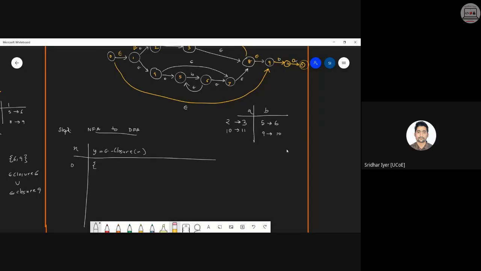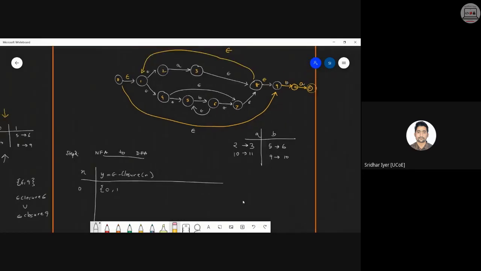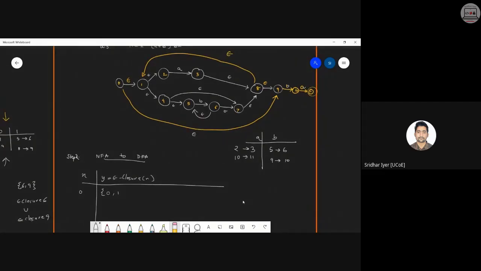If from 0 I can go to 0 only, and then from 1, 0 to 1, 1 to 2, 1 to 4. From 0 I can go to 9. Yes or no? Kindly check the diagram. From 0 I can go to 1. From 1 I can go to 2. From 1 I can go to 4.